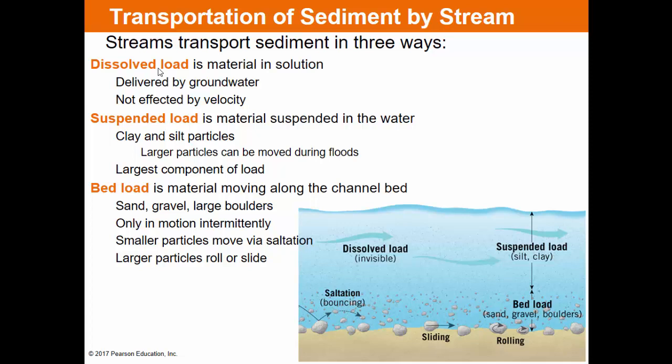Now, suspended load and bed load are highly dependent on how fast the water is moving. The faster the water is moving, the larger the particle it can move. The slower it's moving, the smaller the particle. So dissolved load is not a function of velocity, but suspended and bed load are. Suspended load is material suspended in the water. So generally your silts and your clays, your really fine materials, are what's going to be suspended in the water. Your sands and then your pebbles and your gravel and even larger rocks are going to be moving along as bed load.